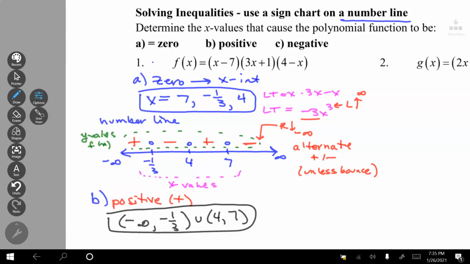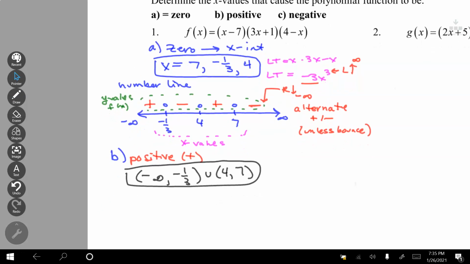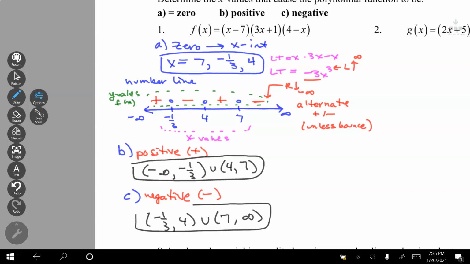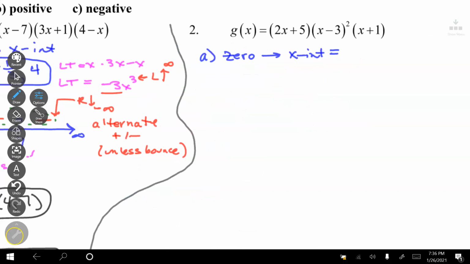And part C is where I want where things are negative. And that's where I see the minus signs. And the minus signs are from -1/3 to 4, and union with 7 to infinity. So this function is positive on these two intervals, and it's negative on these two intervals. And the -1/3 and the 4 and 7 is where it's equal to 0. So we go with the next problem.